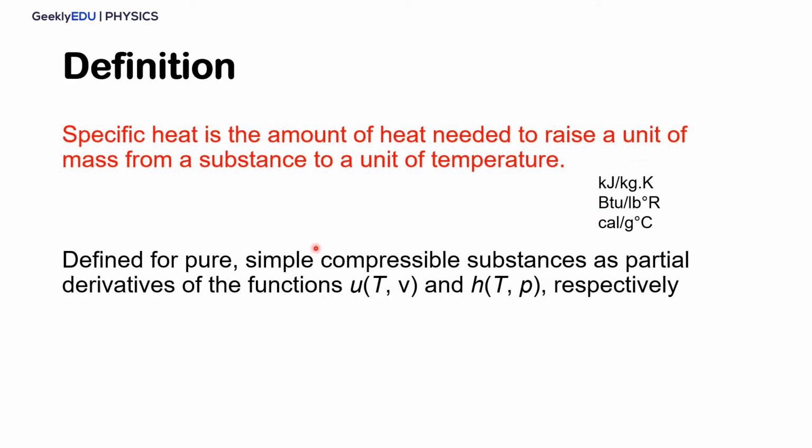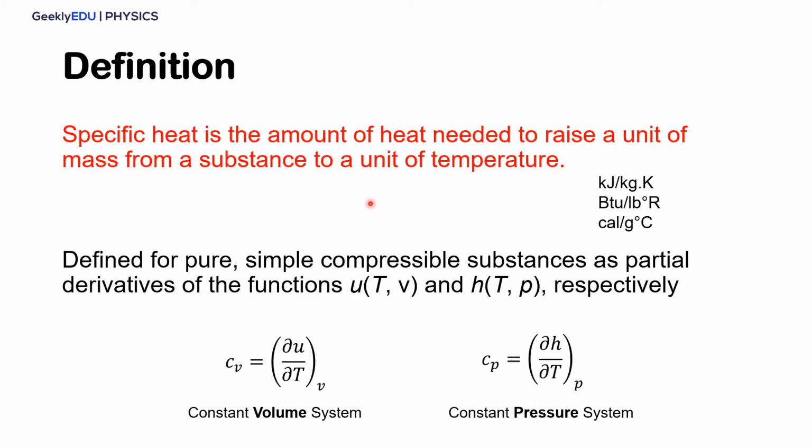So we can define the specific heat in terms of the partial derivatives of the functions of internal energy and enthalpy. But what we really need to know is that the specific heat changes with temperature, and if we measure it in a system with constant volume, it will have a different value from a system with constant pressure, for example.